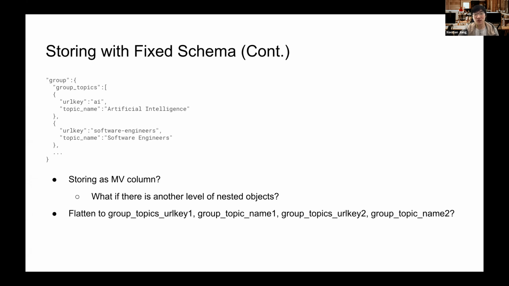So another approach is to flatten all these array elements. For example, I can flatten it to group topics URL key 1, 2, 3, and also topic name 1, 2, 3. But then the problem is, what if there are 100 group topics? Do I create 200 columns for that? And what if there are 200 group topics? It's not scalable.